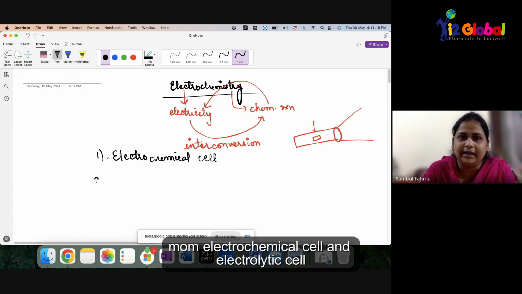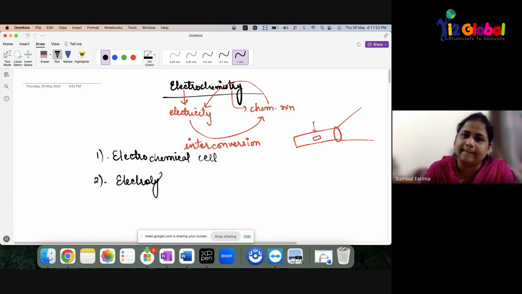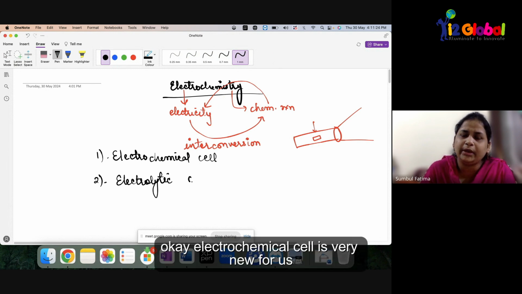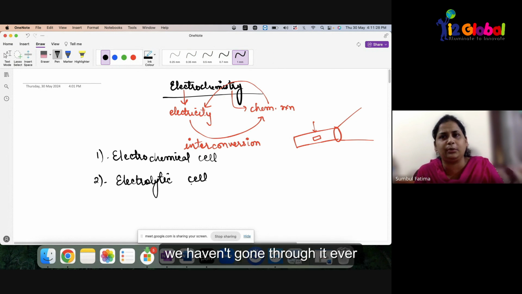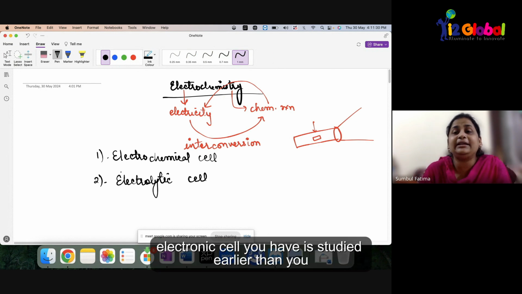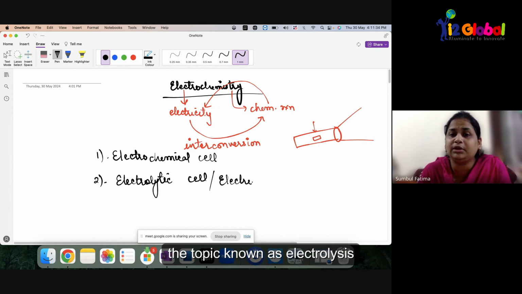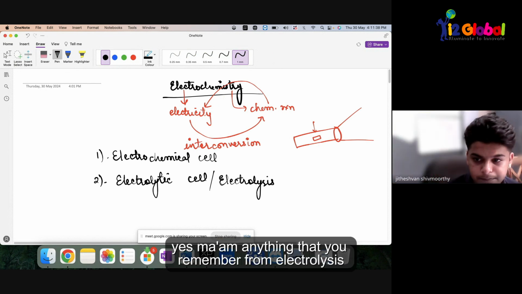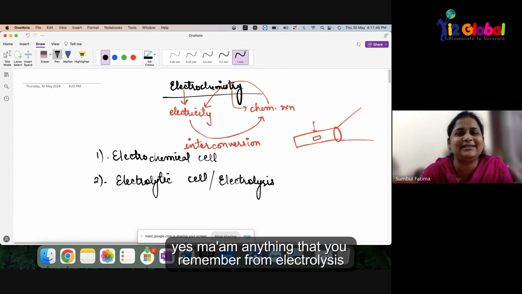Okay, ma'am. Electrochemical cell and electrolytic cell. Okay. The electrochemical cell is very new for us. We haven't gone through it ever. The electrolytic cell you have studied earlier when you were small. You used to study a topic known as electrolysis. Yes, ma'am. Anything that you remember from electrolysis?